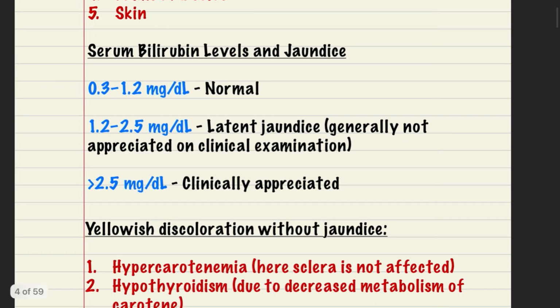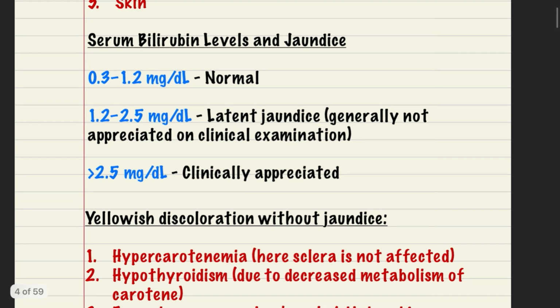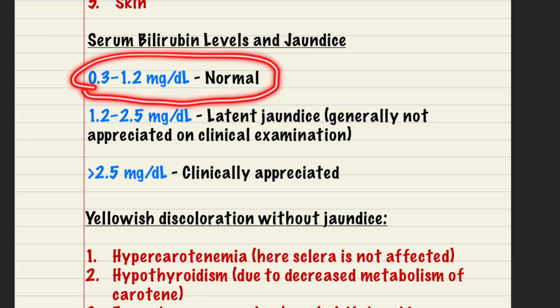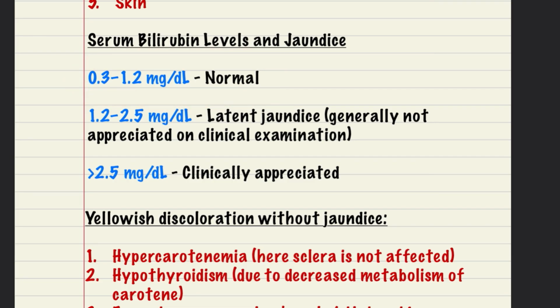So depending upon the levels of the bilirubin, we categorize it as different, just like we categorize the pallor. So we categorize the icterus also. First you can see that this is the normal level of the total serum bilirubin, and then when it increases from 1.2 to 2.5 milligram per deciliter, it is called latent jaundice, but it is not appreciated on clinical examination.